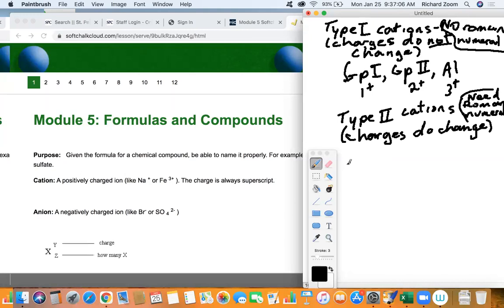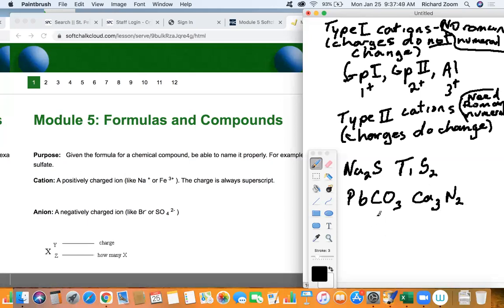So I'm going to put some examples up here. We'll do Na2S. We'll do TiS2. We'll do PbCO3, and we'll do Ca3N2.